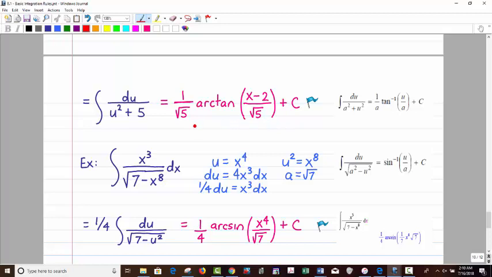Now, I'm not picky about having to rationalize these denominators. Maybe your instructor is. Hopefully not. But I have no problem with those radicals sitting there on the bottom like that.